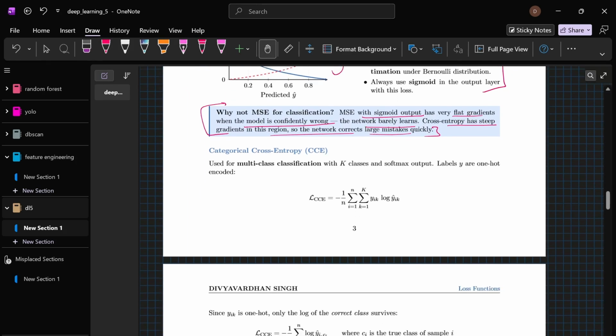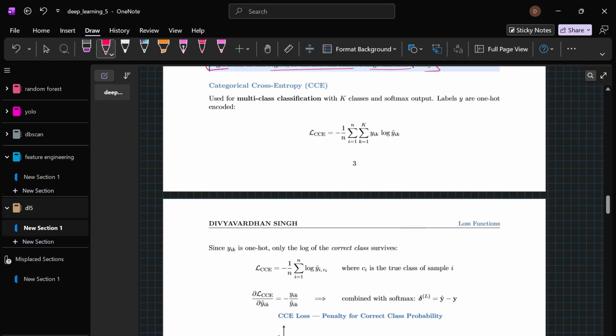Okay, we have categorical cross entropy also for multiple classes. When you have more than two classes, say cat, dog, bird, you use categorical cross entropy. Your labels are one-hot encoded and the output goes to the softmax layer.